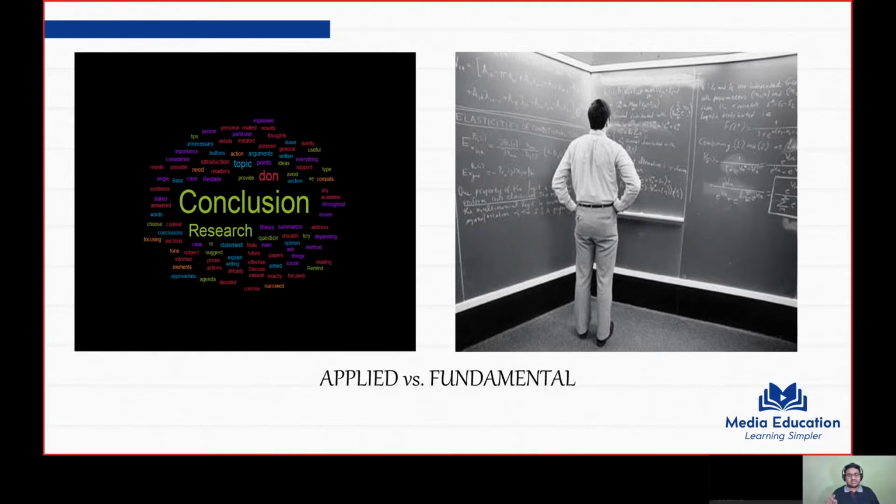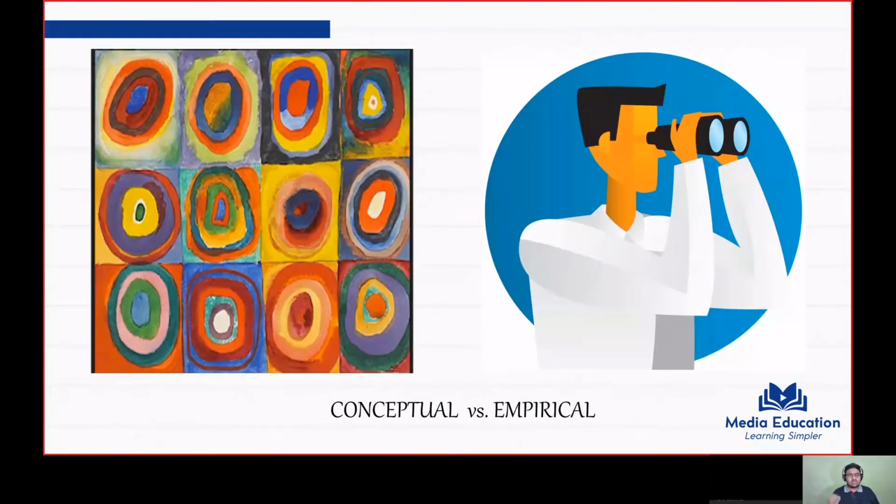Research concerning some natural phenomena or relating to pure mathematics are examples of fundamental research. But research aimed at certain conclusions for problems faced by a society or some business is an example of applied research. Conceptual versus empirical research.